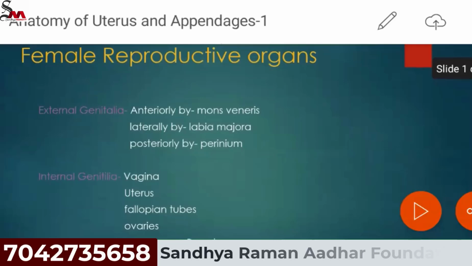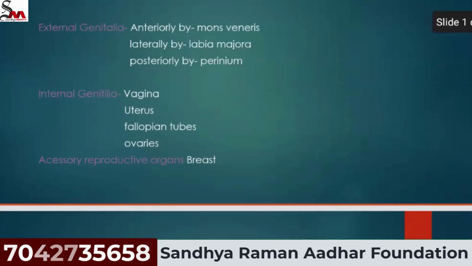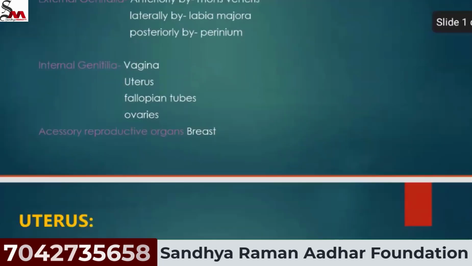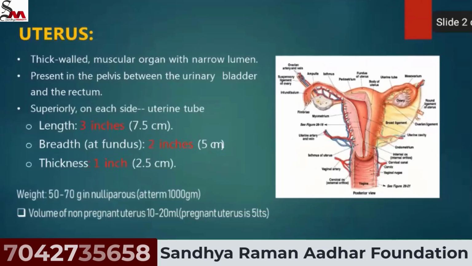Cilia, the structures involved are anteriorly the mons veneris, laterally the labia majora, and posteriorly the perineum. Internal genitalia includes the vagina, uterus, fallopian tubes, and ovaries. And accessory reproductive organs include the breast. So the uterus is a thick-walled muscular organ with a narrow lumen.